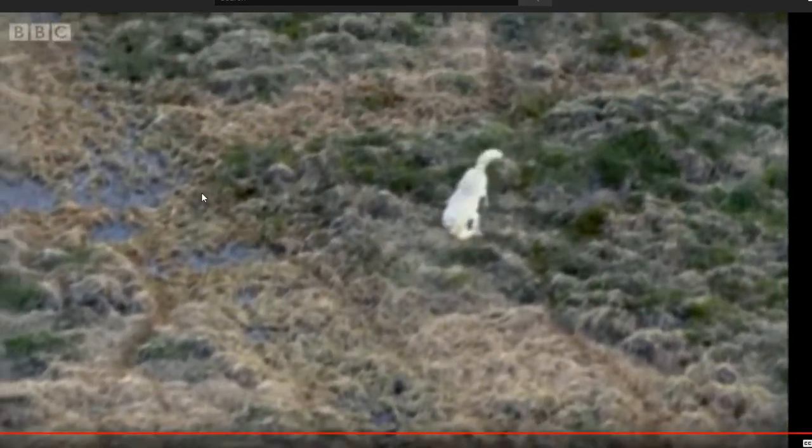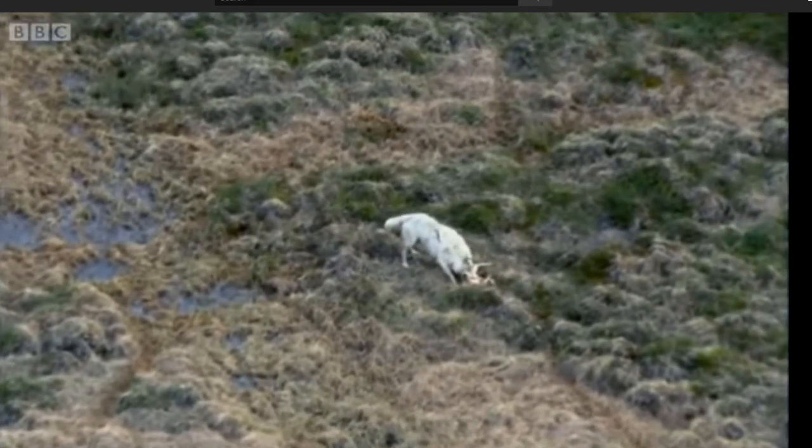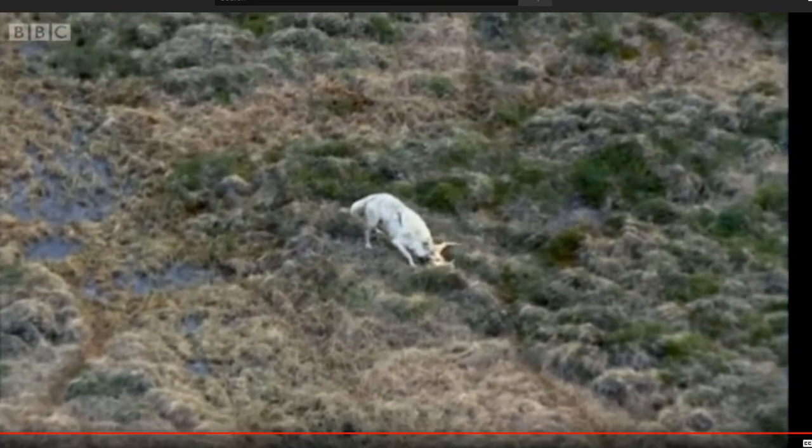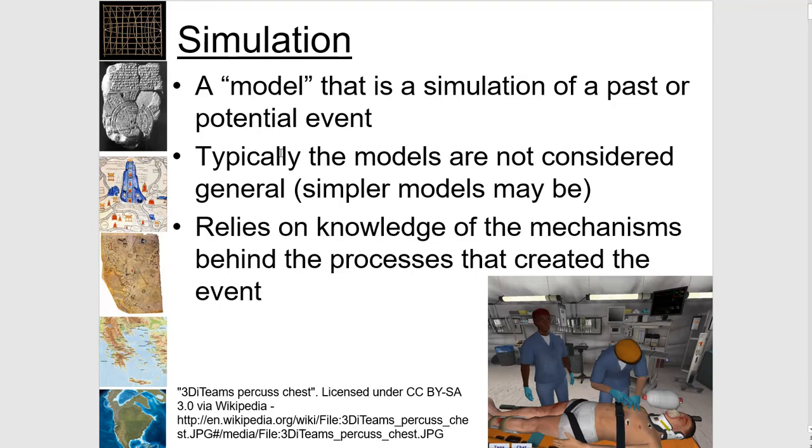Okay, so feel free to watch that a couple times, and I will move on with the rest of the presentation. So in general, this is the area of simulations. This is something where we model something in the past or potential events. They're usually not considered to be generalizable, although some simple models may be. And this really relies upon the knowledge of the mechanisms behind the processes that create the event. In other words, this is not based on response and covariate data. This is based on really understanding, or believing we understand, the mechanism.